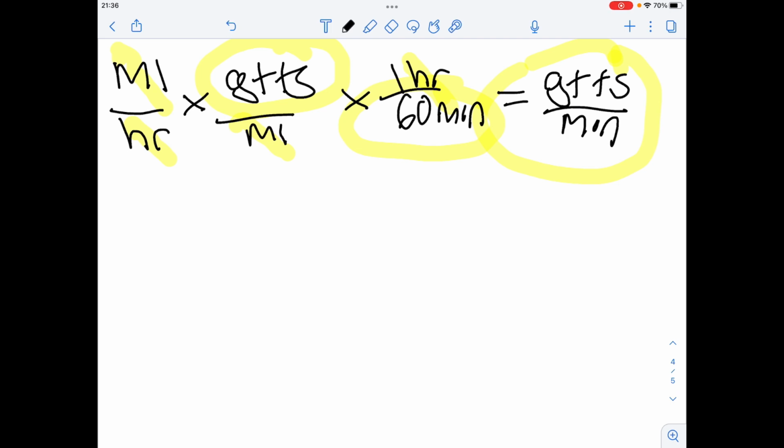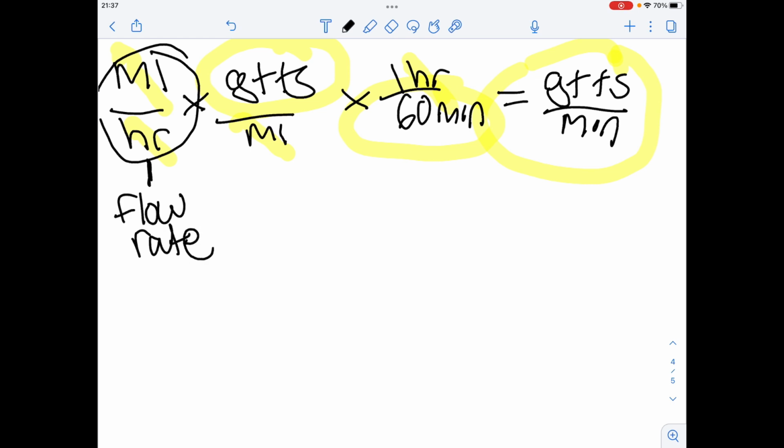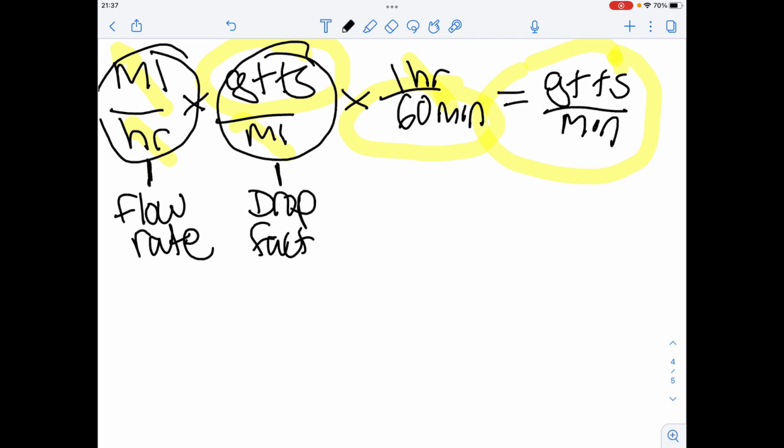If it's still difficult for you to memorize what to start with and how to keep going, an easy way to look at this would be, how can you memorize milliliters per hour? Well, milliliters per hour is the flow rate. How can you memorize drops per milliliter? Well, drops per milliliter is the drop factor. How can you memorize 1 hour in 60 minutes?